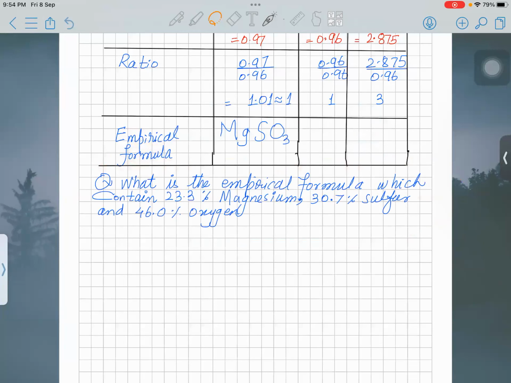Next question. What is the empirical formula of a compound which contains 40% sulfur and 60% oxygen?